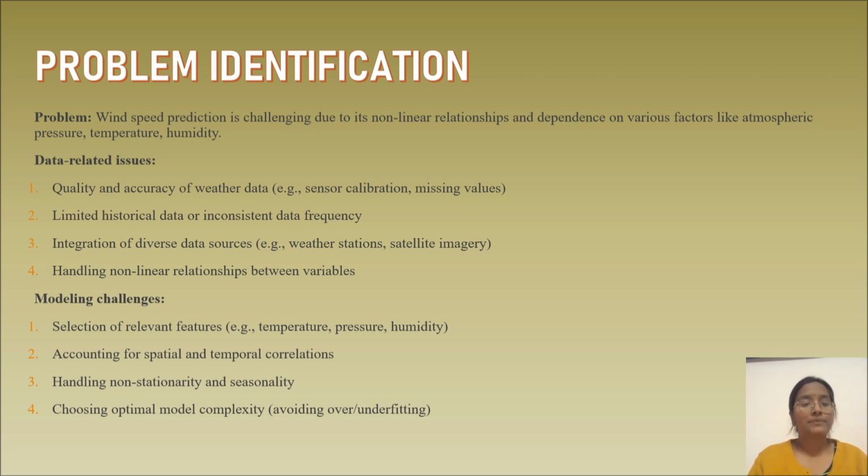Data related issues. The data related issues can be quality and accuracy of weather data, for example sensor calibration and missing values. Also limited historical data or inconsistent data frequency, and integration of diverse data sources, for example weather stations and satellite imagery.